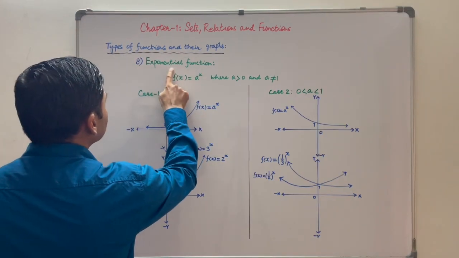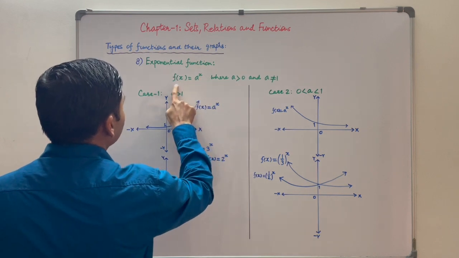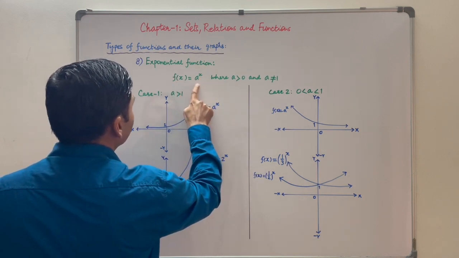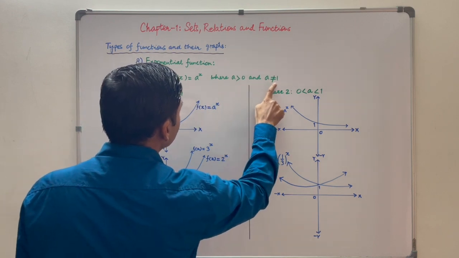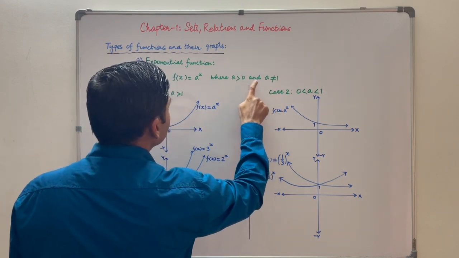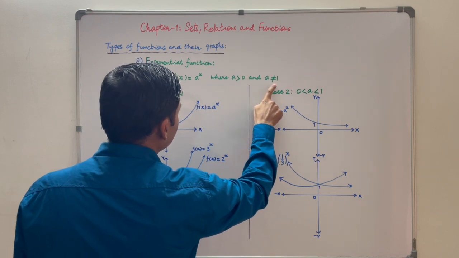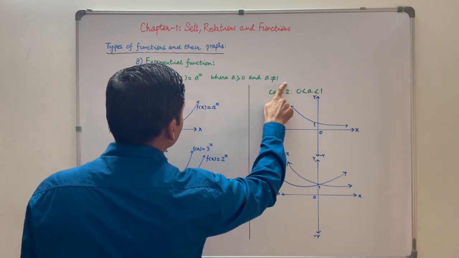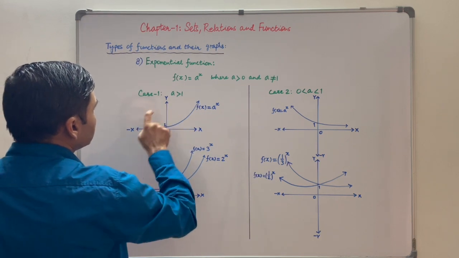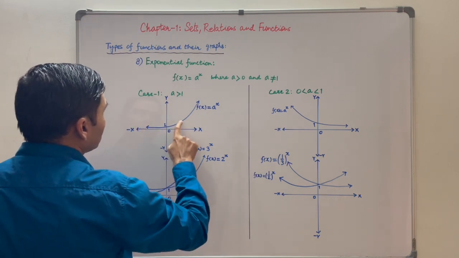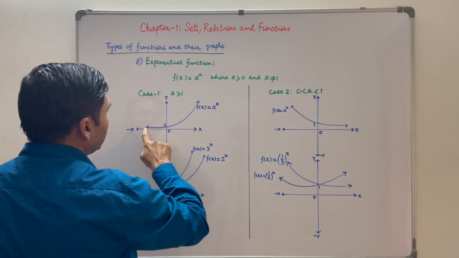Eighth function, exponential function. It is given by f(x) equal to a to power x, where a is greater than 0 and a is not equal to 1. It means a lies between 0 to 1 or a is greater than 1. So these are two cases. Case 1, when a is greater than 1. So f(x) equal to a to power x graph is like this.